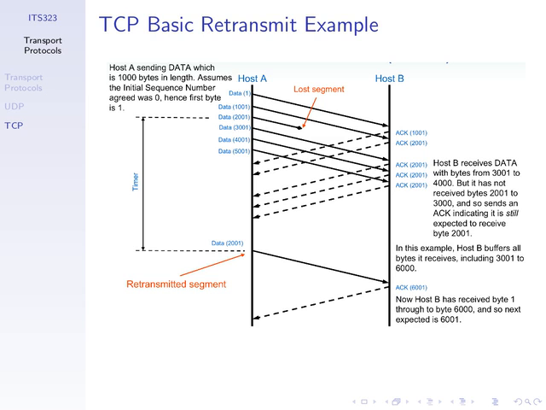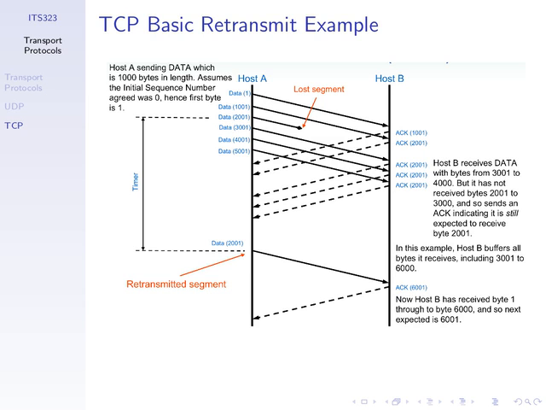It's waiting, it's waiting, it's waiting, and then a timeout occurs. The timer was started when we sent this segment. The timeout interval is predefined, some value is defined for TCP. When the timer expires, that triggers A to retransmit that segment. So we retransmit the segment with sequence number 2001 up to 3000.